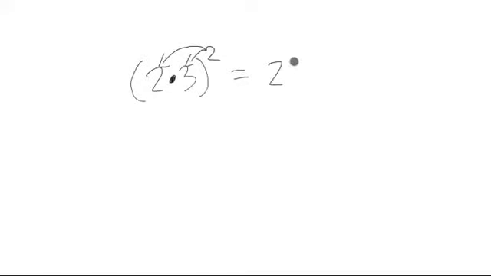So this could be 2 squared times 3 squared. Okay, I'm mixing up my words. So 2 squared times 3 squared, because we think of this as 2 times 3 times 2 times 3. Okay, and then we can, multiplication is commutative and associative. What does that mean?